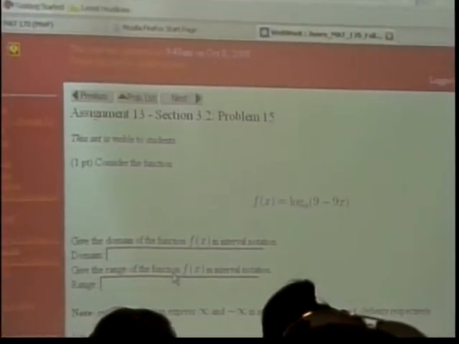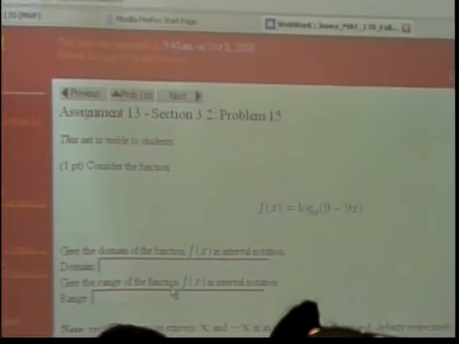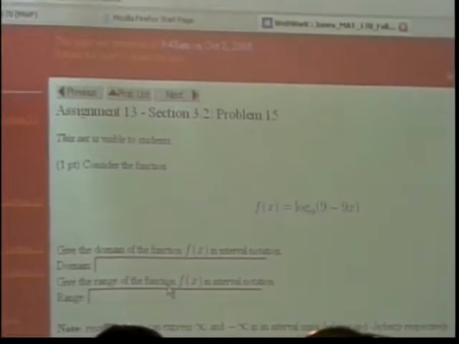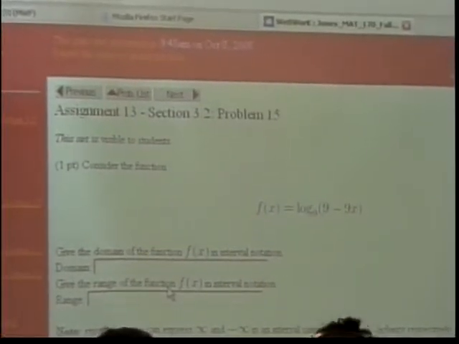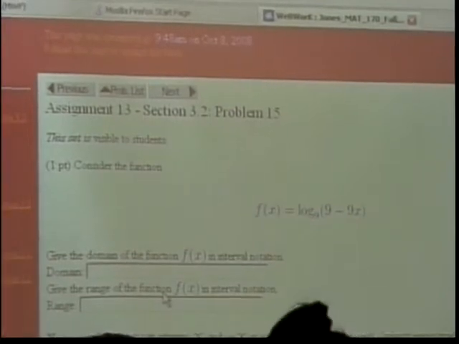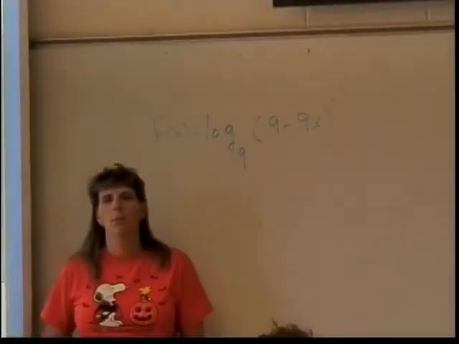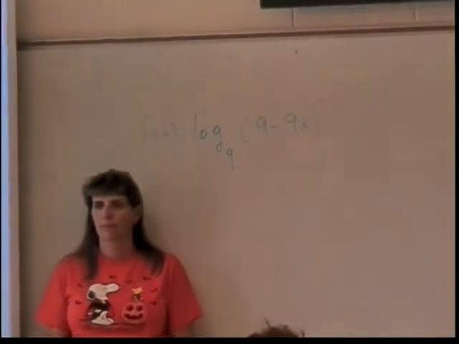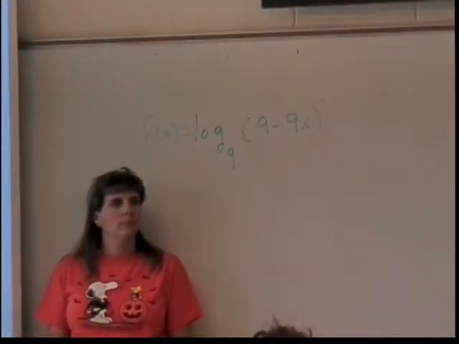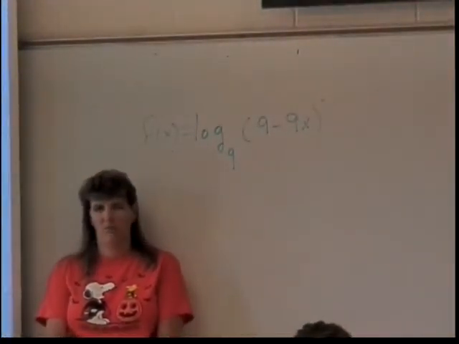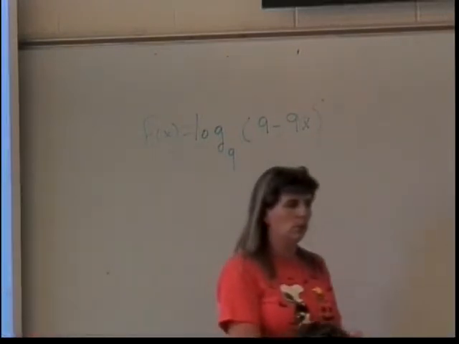All right, problem 15. You are asked to find the domain of the function f of x equals log base 9 of 9 minus 9x, sorry. And that's my function, and I'm supposed to find its domain. How do I find the domain of a logarithmic function? What do I do?